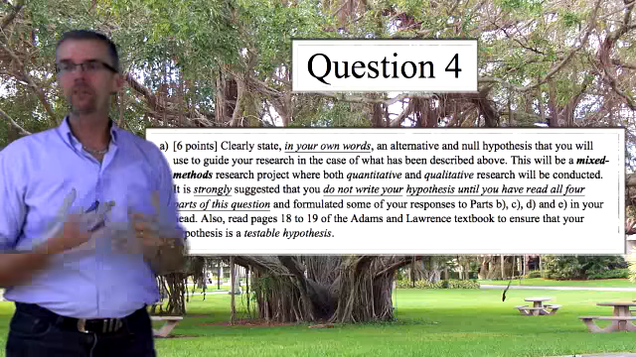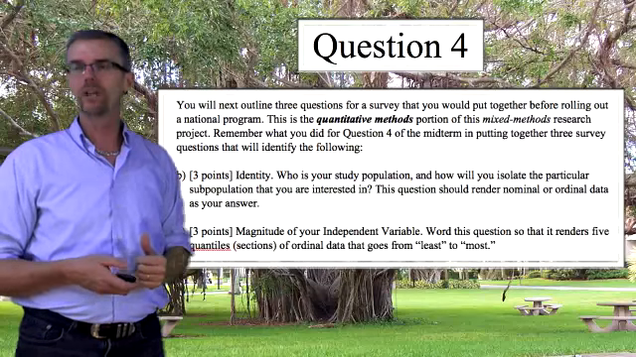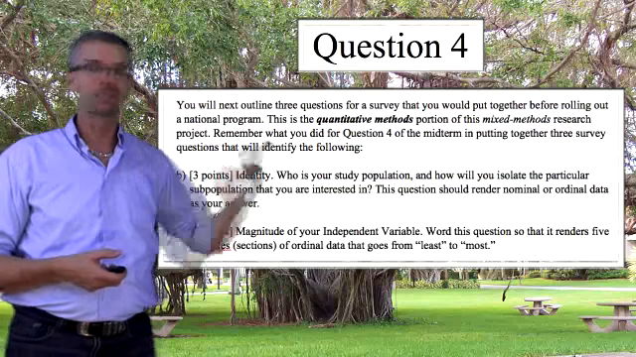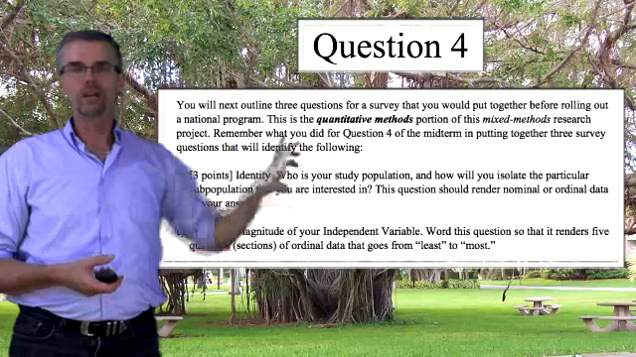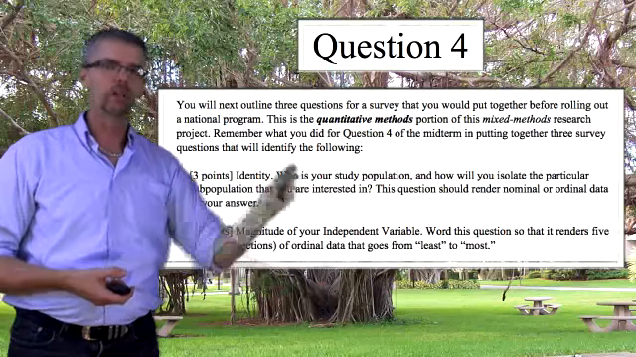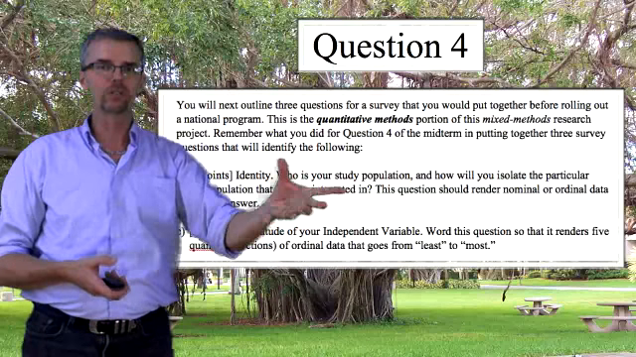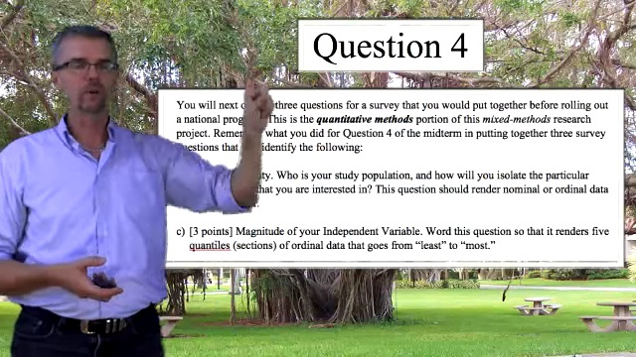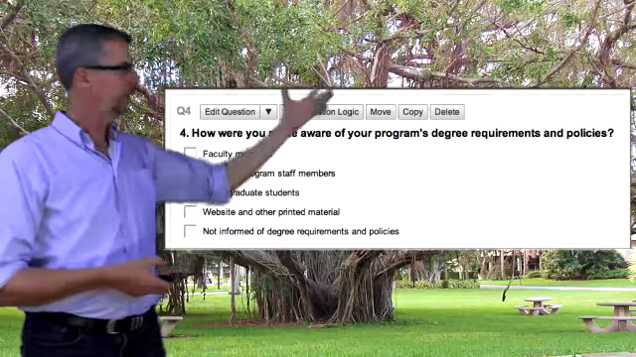You will next outline 3 questions for a survey that you would put together before rolling out a national program. This is exactly like question number 4 in the midterm. I need you to word survey questions with answer options predefined. These are not open-ended survey questions that you're writing here. These are survey questions with predefined options as answers. They have to look like this.